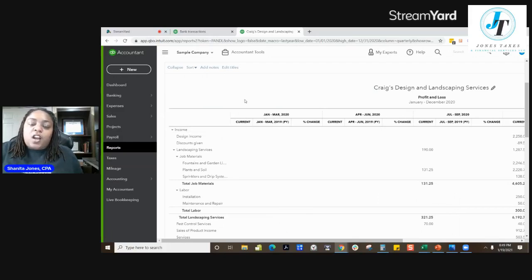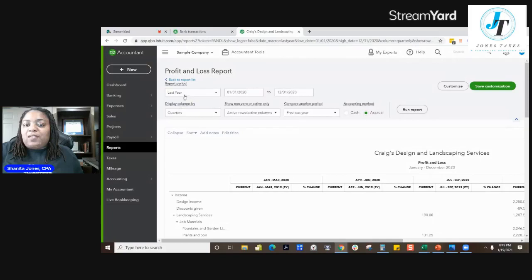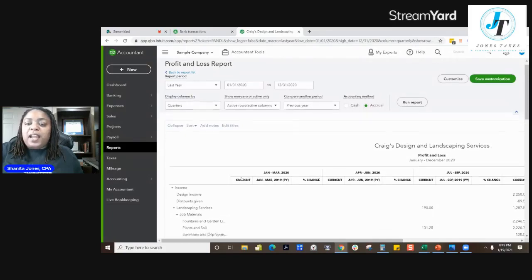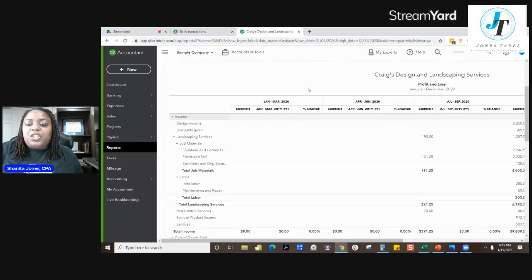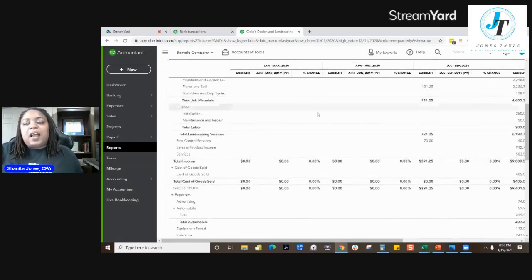So this is current. Current is 2020 because I ran it as of last year. So that is my current. And then this is showing me it's January through March 2019. This PY means prior year. And in this column is my percentage change. It's showing me that I go up, that I go down.